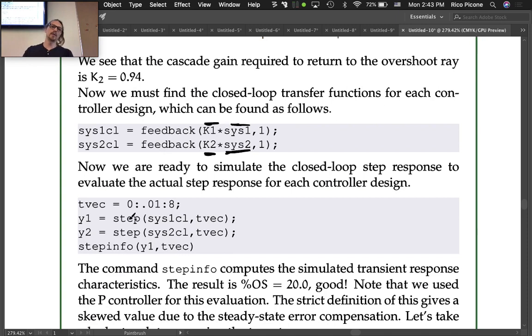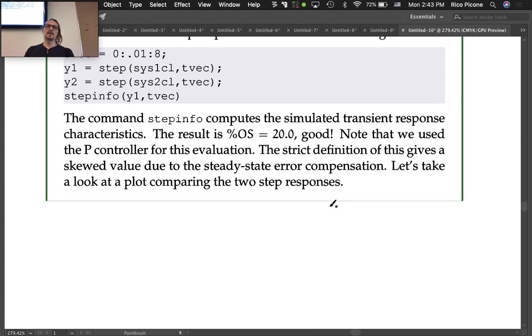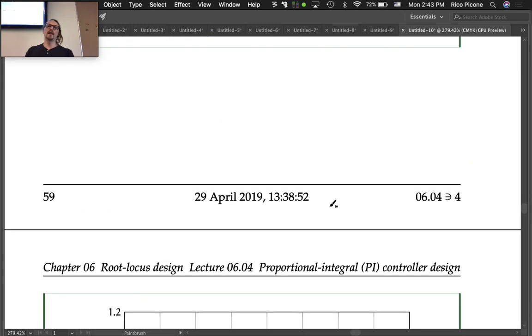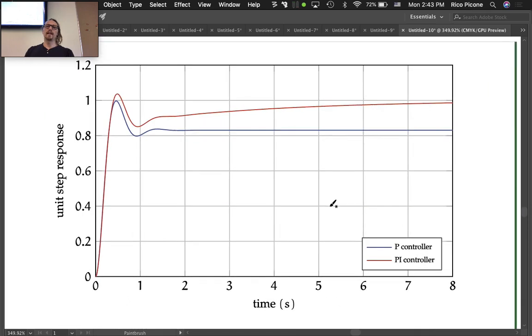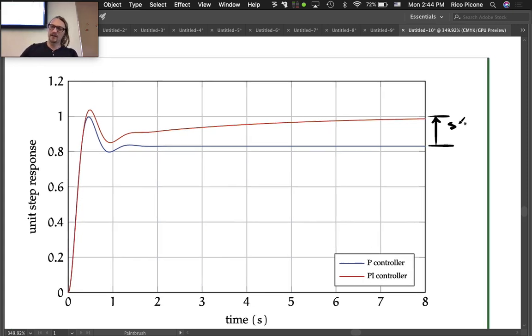We just use the step command to do the simulation, and then we do step info on them, and let's take a look. And it says 20% overshoot. Good. So we're good on that. Let's take a plot, and let's look a little closer. So with P control alone, we get the blue line. And that blue line, notice, has a significant steady state error, right? It should be going to 1, but it's clearly not going to 1. It's going to something else. So this is our steady state error.